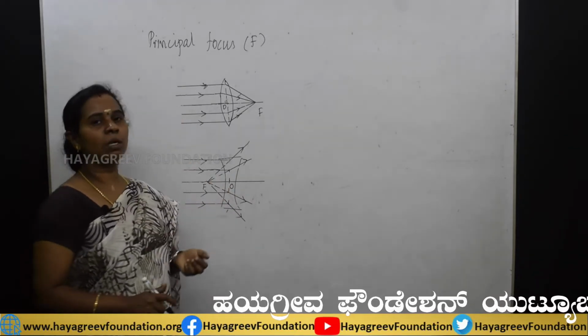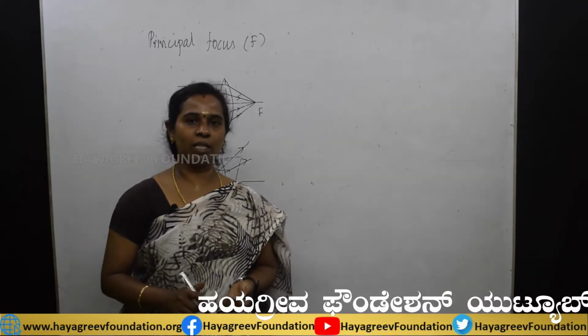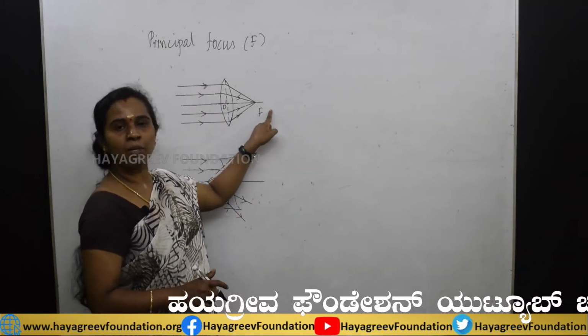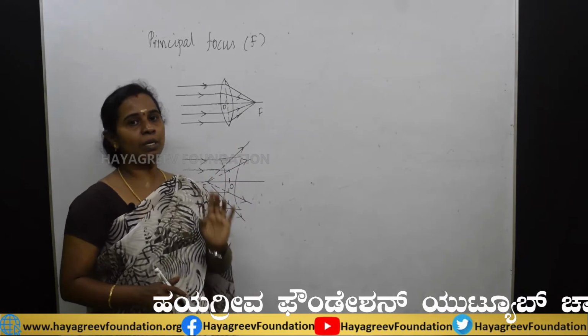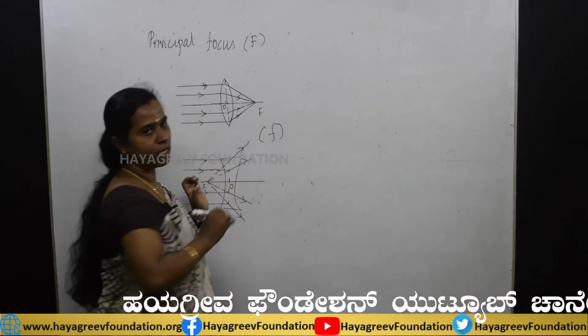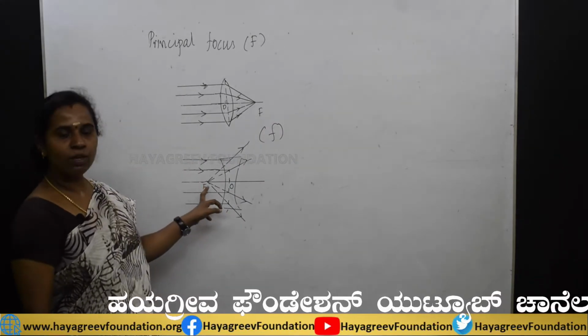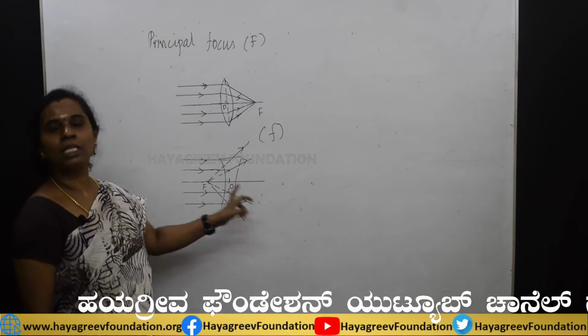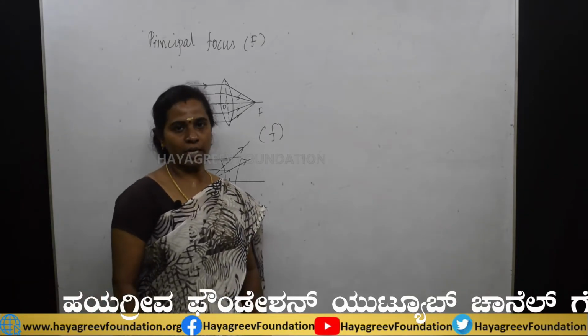Next one is focal length. What is meant by focal length? It is nothing but the distance between the optic center and the principal focus. Focal length is represented by the symbol small f. Likewise for a concave lens also, the distance between the principal focus and the optic center is called the focal length of the concave lens.